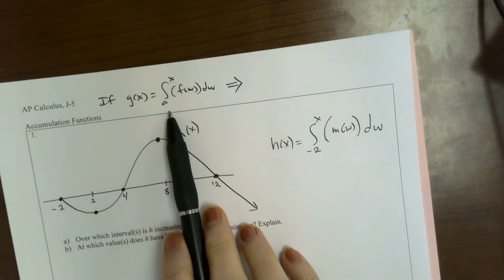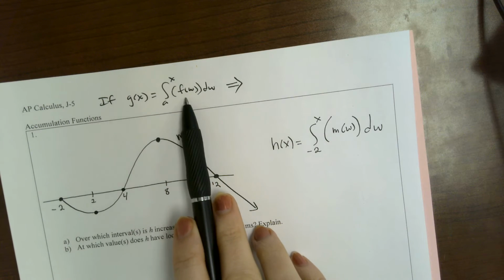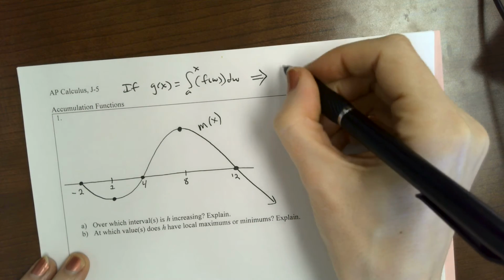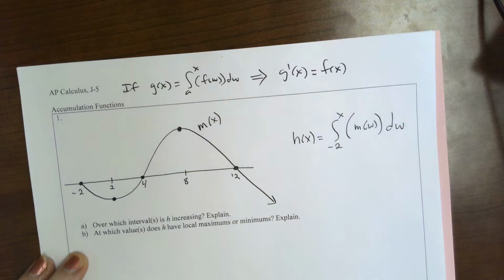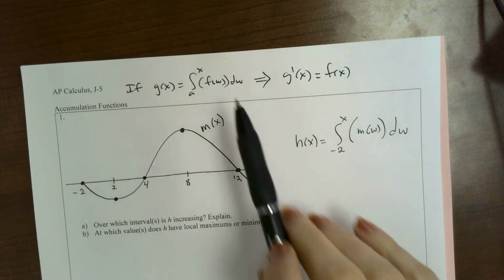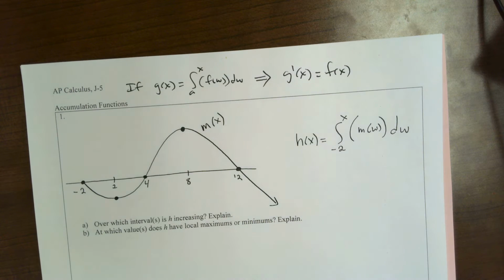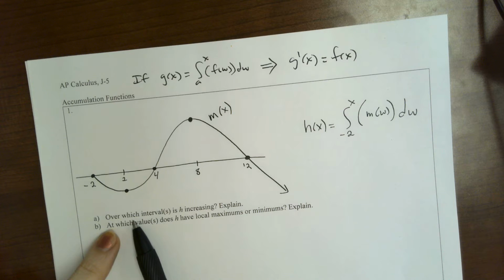Okay, so here we've got this. If g of x is the integral from a to x of f of w dw, then g prime of x is equal to f of x, okay? So the input here is the derivative of the entire thing. So we're going to do a couple examples.